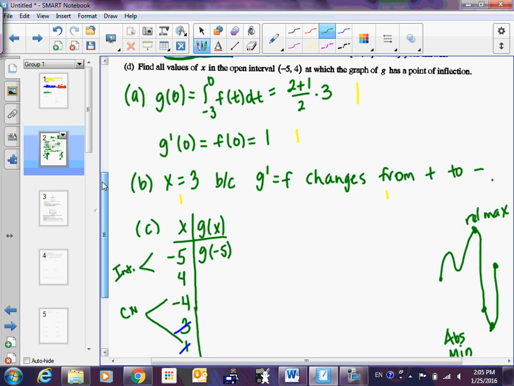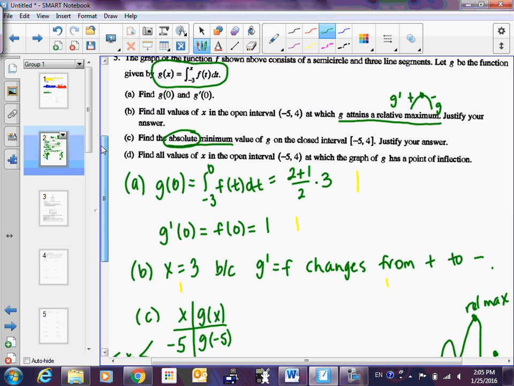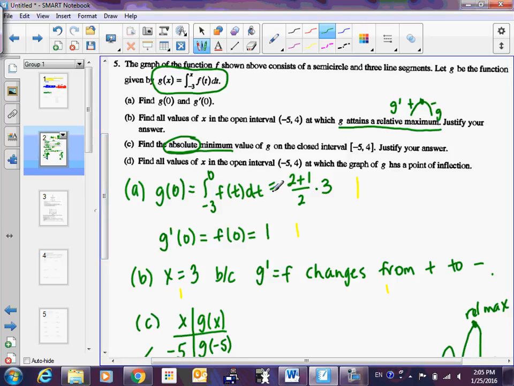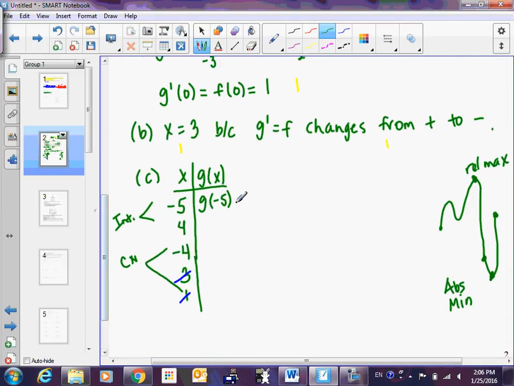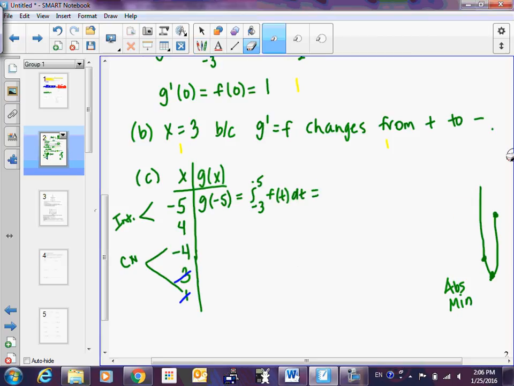Okay, so in part A, let me scroll back up here. In part A, we found G of 0 by doing area. So that's what we're going to do again. So let's set up the formula, and I know I'm scrolling back and forth. Sorry if I'm making any of you seasick here. The formula said that the bottom is -3 and the top is whatever number is right there. And I'm going to erase all this because this was just to prove a point.